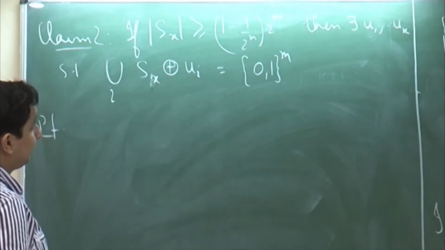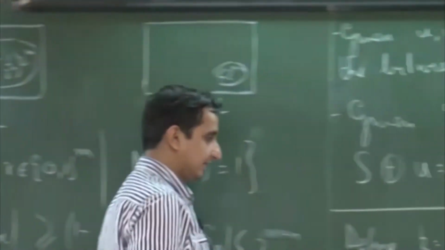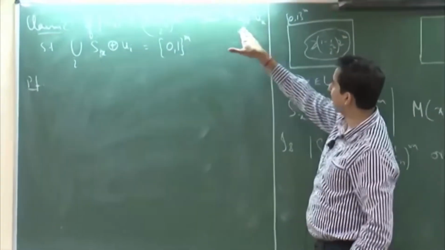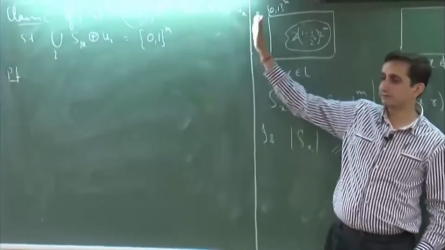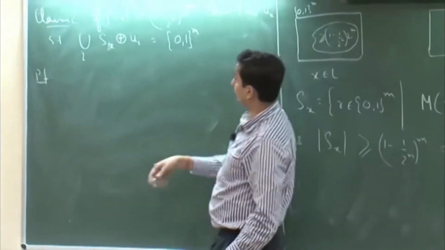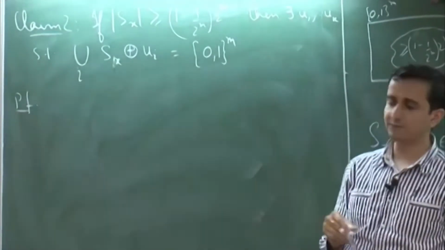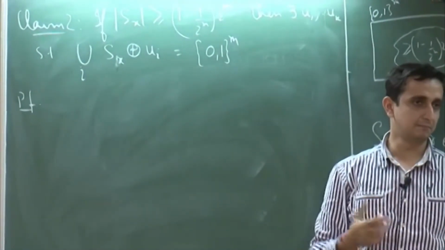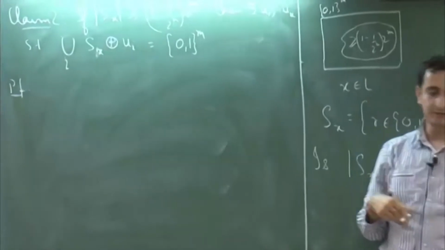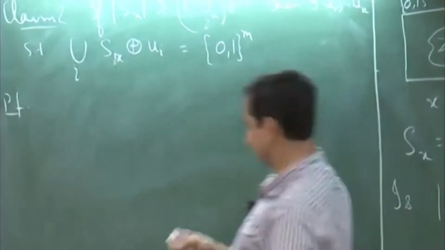So how do we prove this? The proof is again probabilistic. Suppose we randomly pick these vectors u1 through uk. Then we will show that the probability that the union of all these sets will not span the entire universe is non-zero. In other words, there exist some vectors u1 through uk for which it will span the entire universe. Let me write that down.